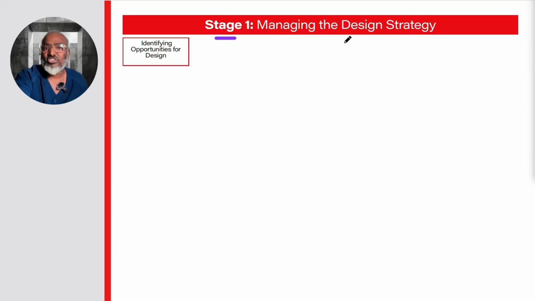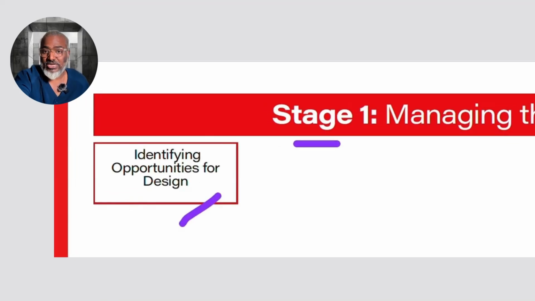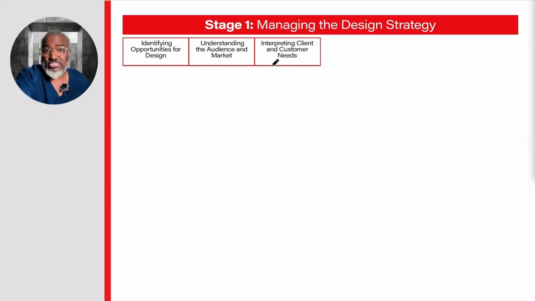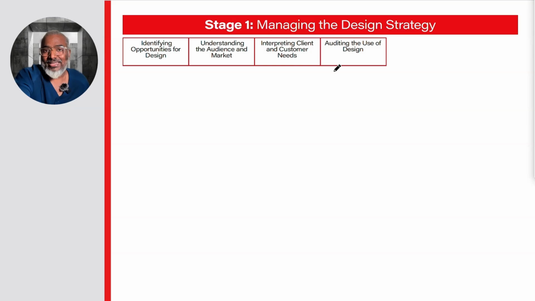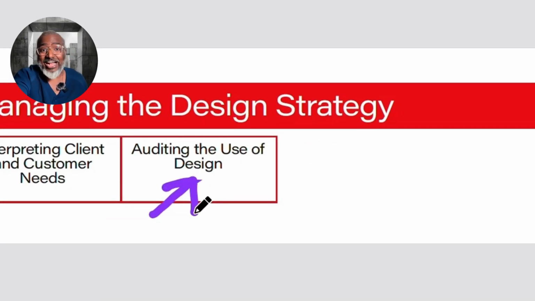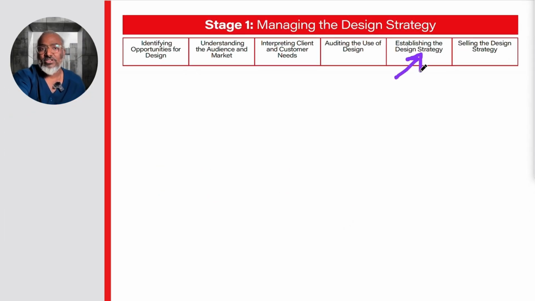In stage one, which is the design strategy level, maybe identifying opportunities for design. That would be your first thing. Secondly, you would understand the audience and market. That's important. Thirdly, you would dig in to interpret client and customer needs. It's important. You have to have this skill. And following is auditing the use of design: how much design requirement is in this particular project, and establishing a design strategy. Then you create these design strategies.